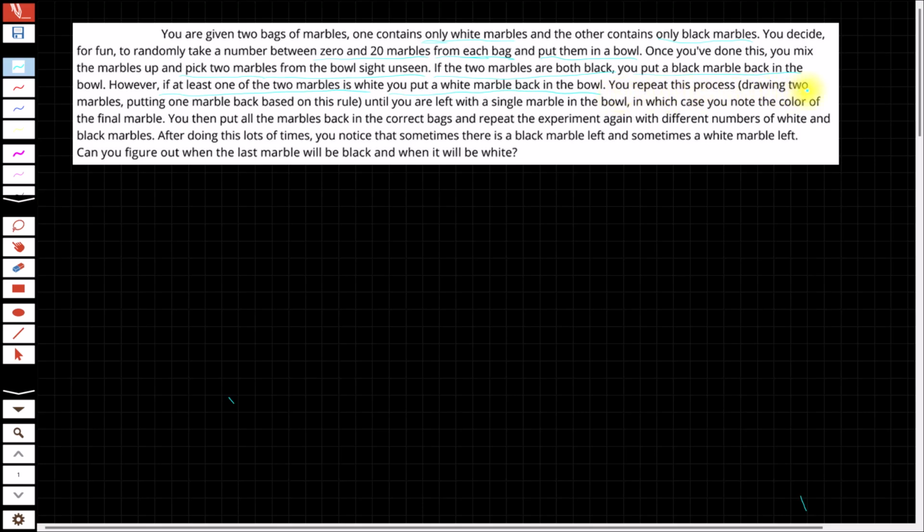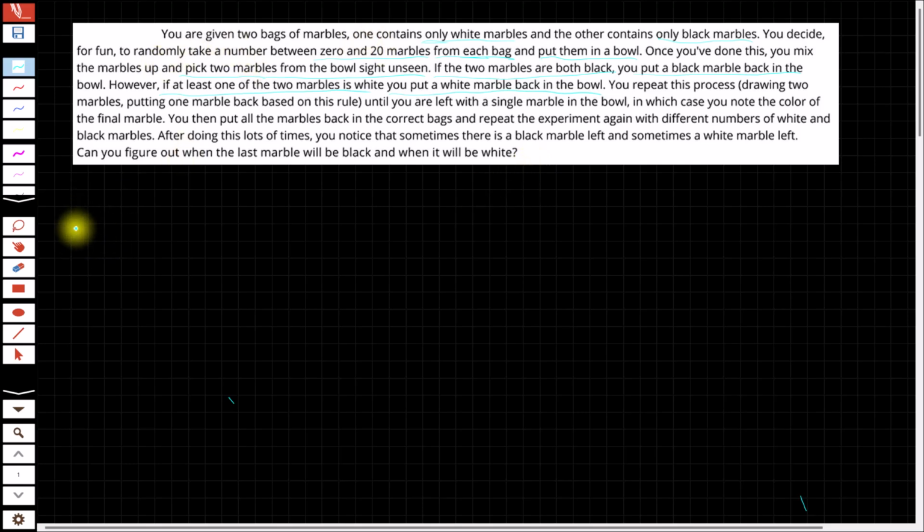Repeat this process, drawing 2 marbles, putting 1 marble back based on this rule, until you're left with a single marble in the bowl, in which case you note the colour of the final marble. You then put all the marbles back in the correct bags and repeat the experiment again with a different number of white and black marbles. After doing this lots of times, you notice that sometimes there is a black marble left and sometimes there is a white marble left. Can you figure out when the last marble will be black and when it will be white? So let's draw the problem here.